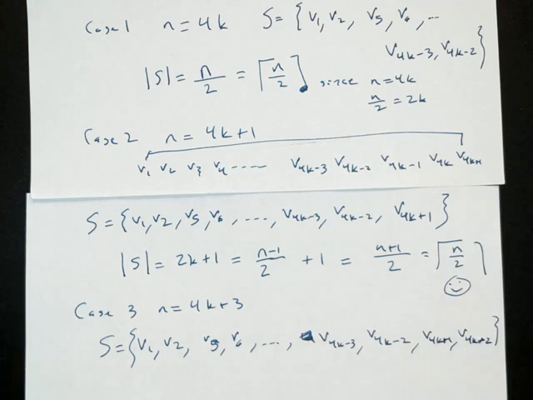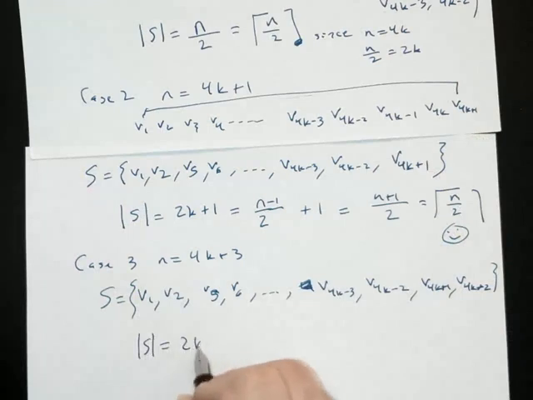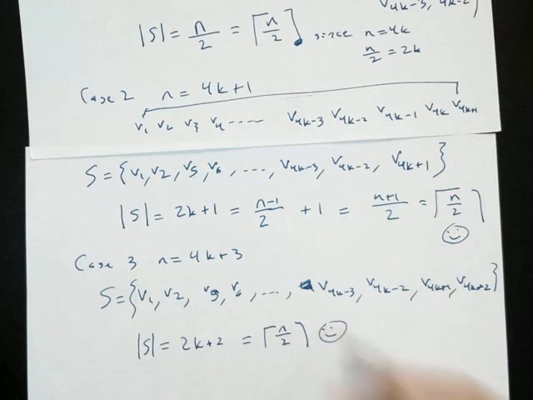So I had to add 2 of them on. That's still half, isn't it? That's 2K plus 2, which is exactly what I get if I divide that and round up. I can just count them. All right, so what happens in the weird case?